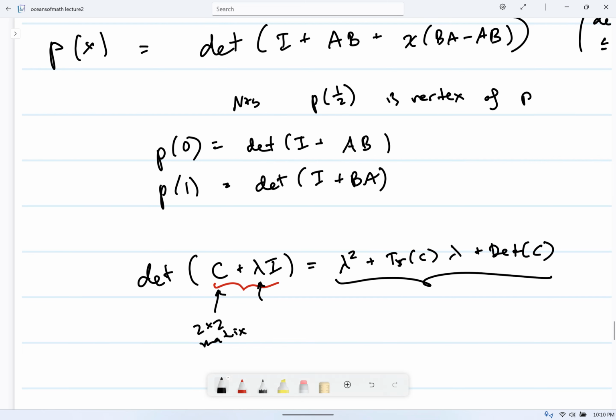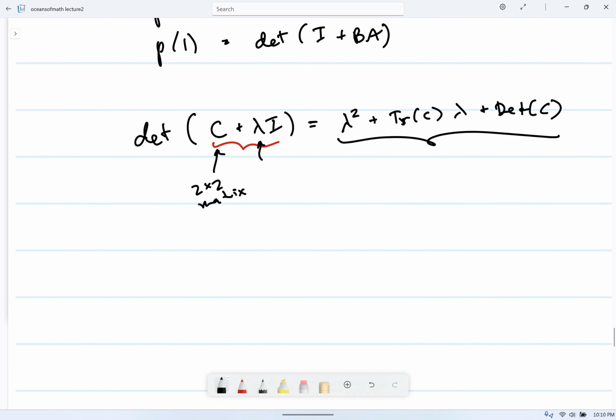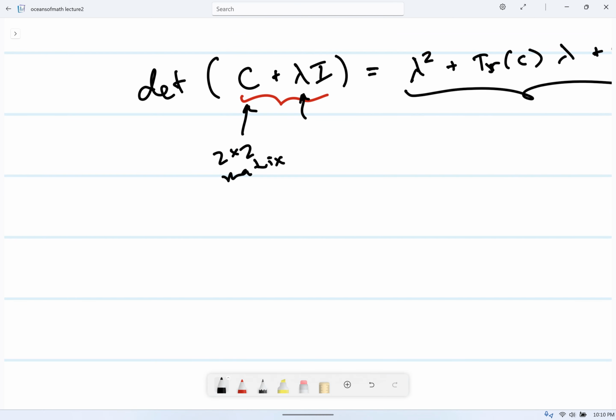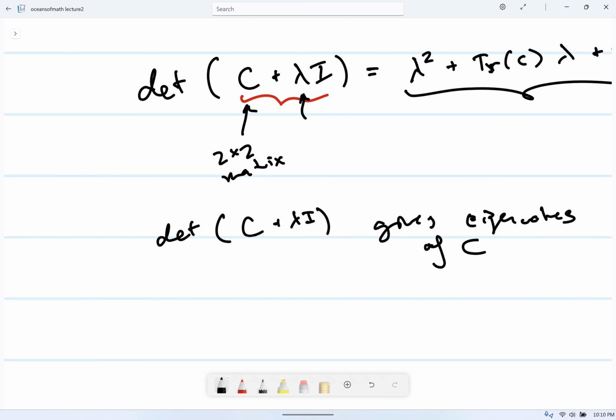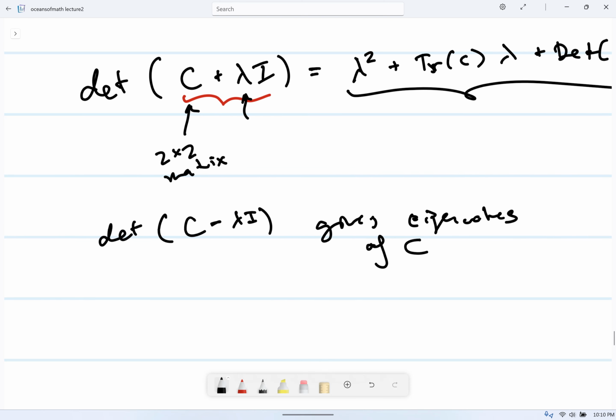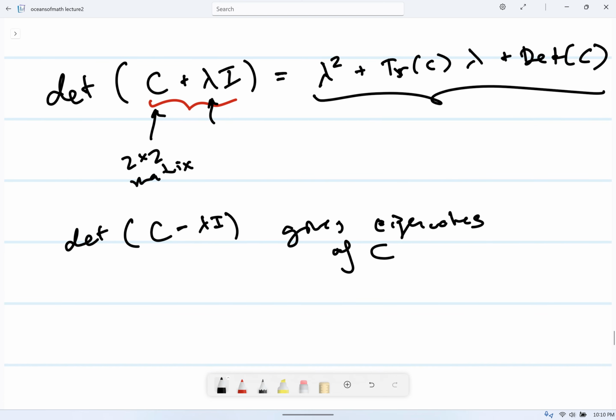So this is just a natural fact that pops up in 2 by 2 matrix determinants. To fully remind you of that, just recognize that this crucial determinant of C plus lambda I gives the eigenvalues of C. And in particular, if I really want to be safe, I should say determinant of C minus lambda I will give the eigenvalues of C, but they're very similar polynomials.